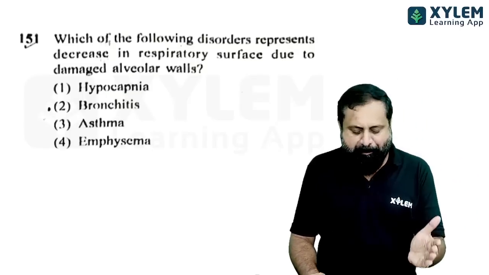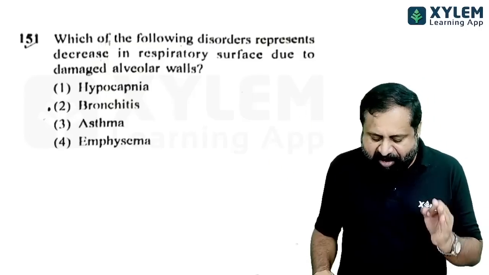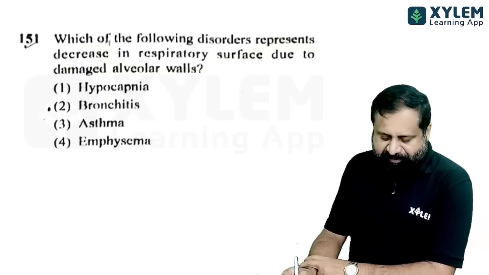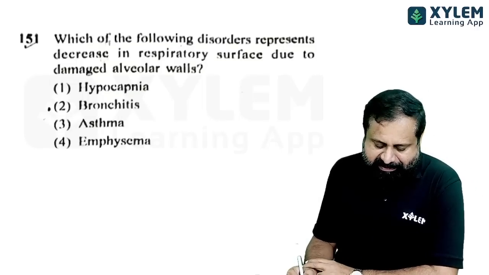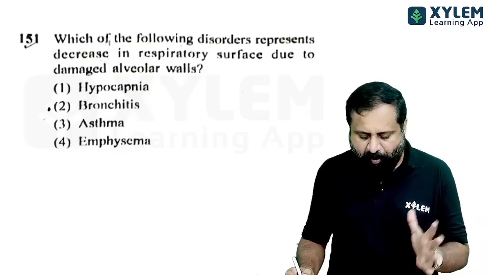First take the question paper or watch it. You can see the question on the board. Question number 151. Which of the following disorders represents decrease in respiratory surface due to damaged alveolar wall?